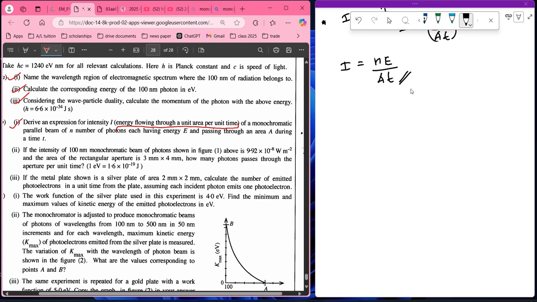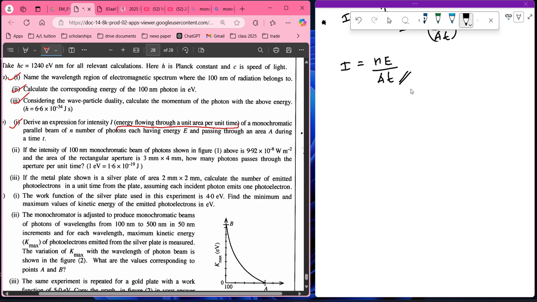Second one: if the intensity of the 100 nanometer monochromatic beam of photons shown in the figure above is 9.92 times 10 to the power minus 8 W m minus 2, that is the unit of intensity.